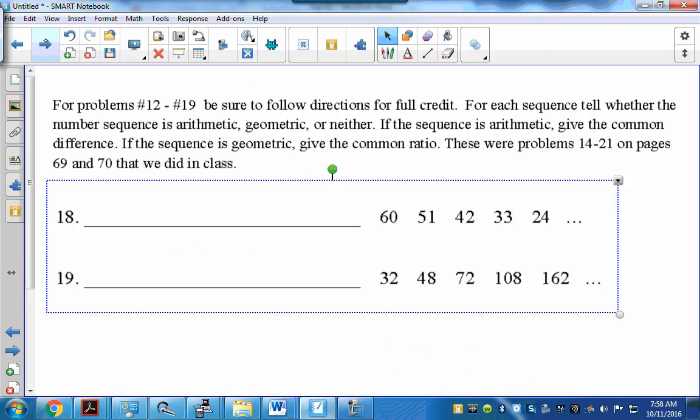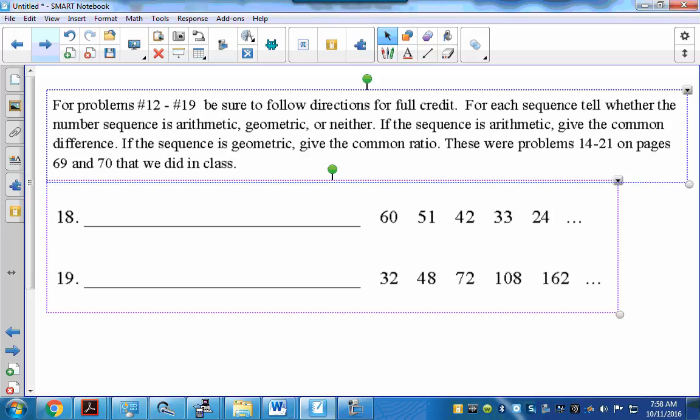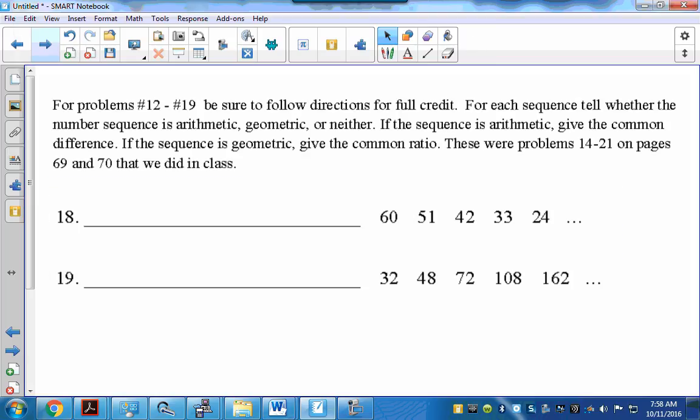Okay, 18 and 19 again, same directions. We're checking to see whether or not these are arithmetic or geometric. So the first thing we do is we check for differences. 51 minus 60 is -9. 42 minus 51 is -9. 33 minus 42 is -9. 24 minus 33 is -9. And again, no problem using your calculator.